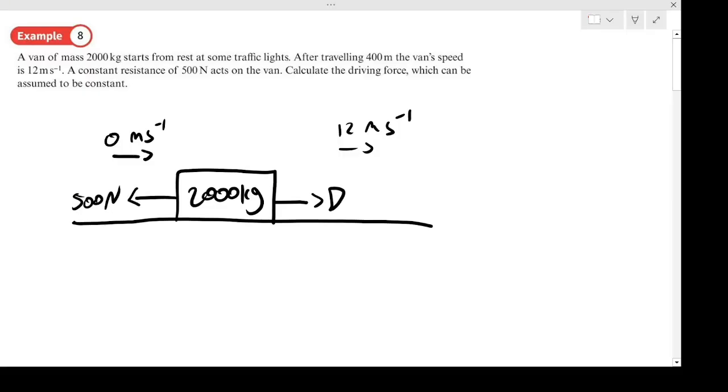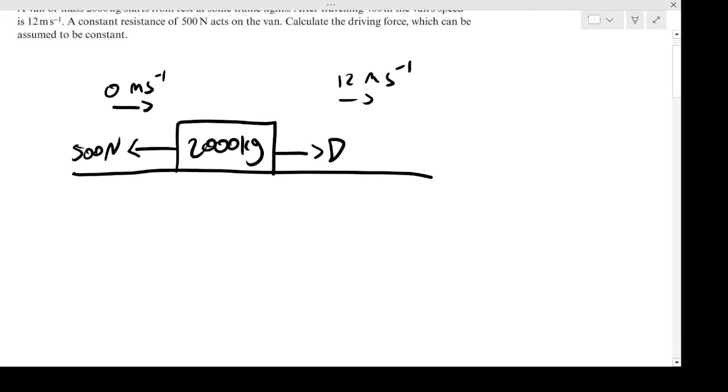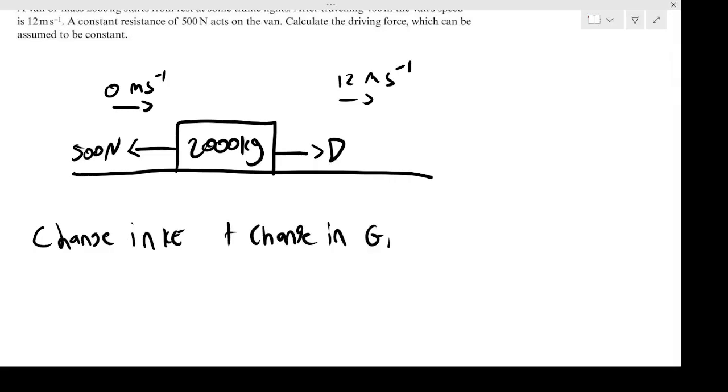Hopefully happy with that. So I'm going to have to use the work energy principle here because effectively there are forces involved. So that's going to be work involved, right? Because forces have work. So remember the work energy principle says that the change in kinetic energy add the change in gravitational energy, GPE, has to equal the overall work.